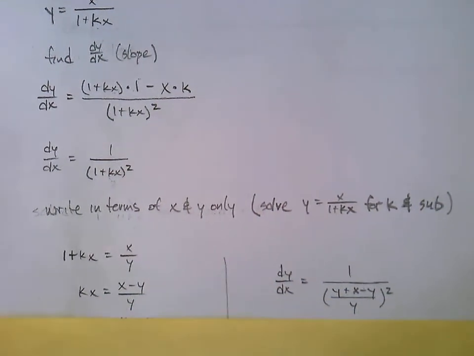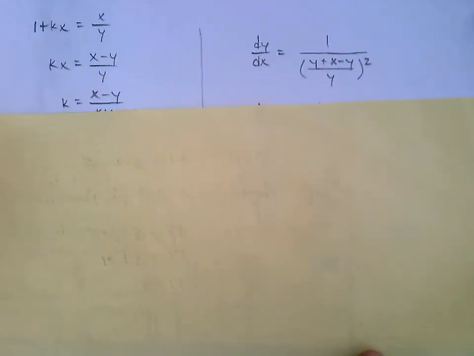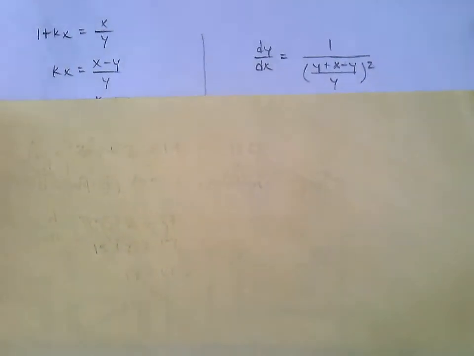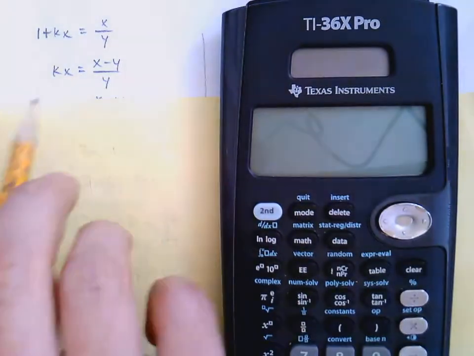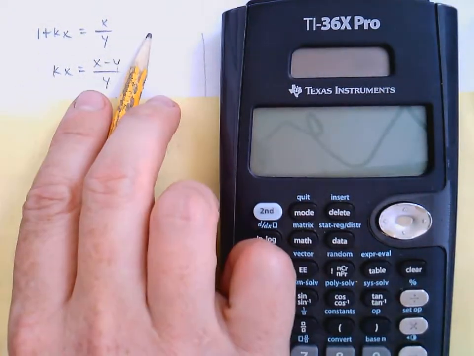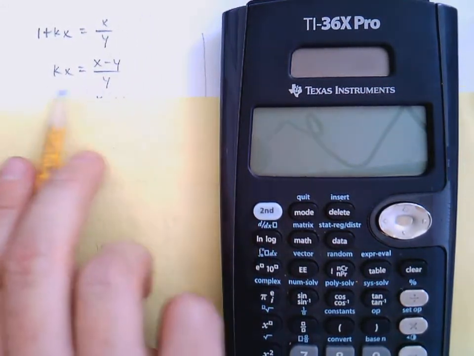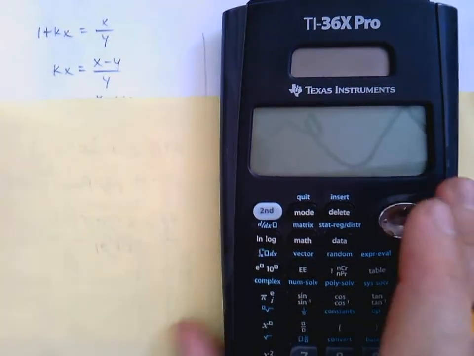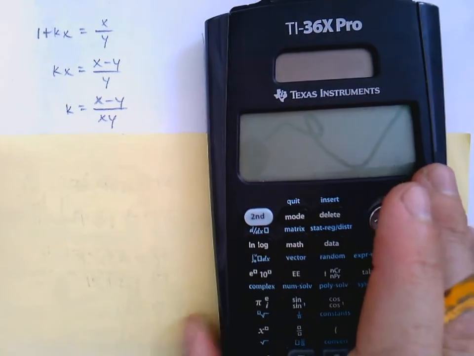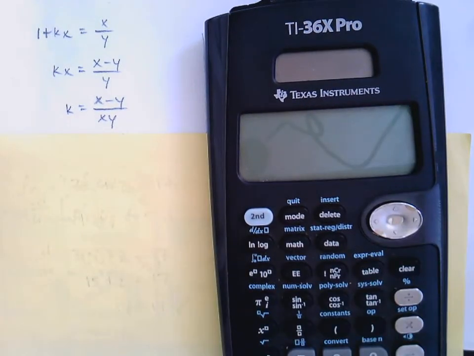And you guys are going to be seeing. Let's pull this up. Try and hide this work for now. Too distracting. So we're going to subtract 1. When we do that, think of it as y over y, right? Get the common denominator there. And then divide by x. And so we end up with k equals x minus y over xy.